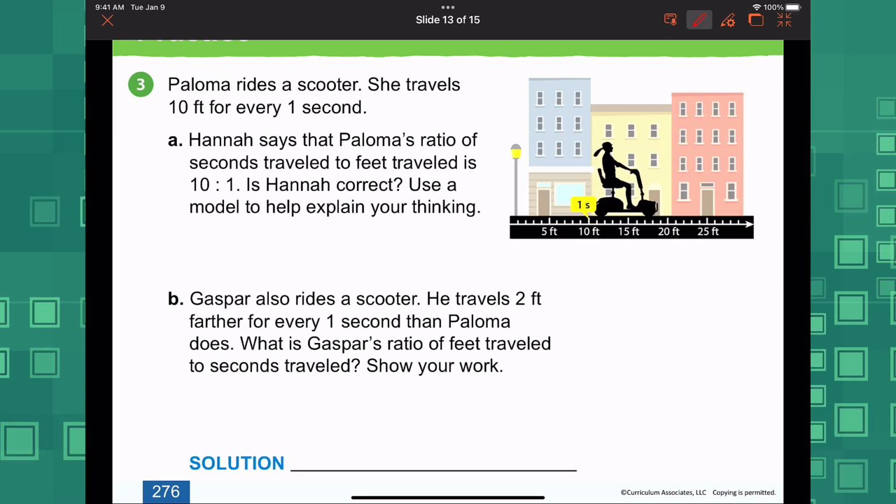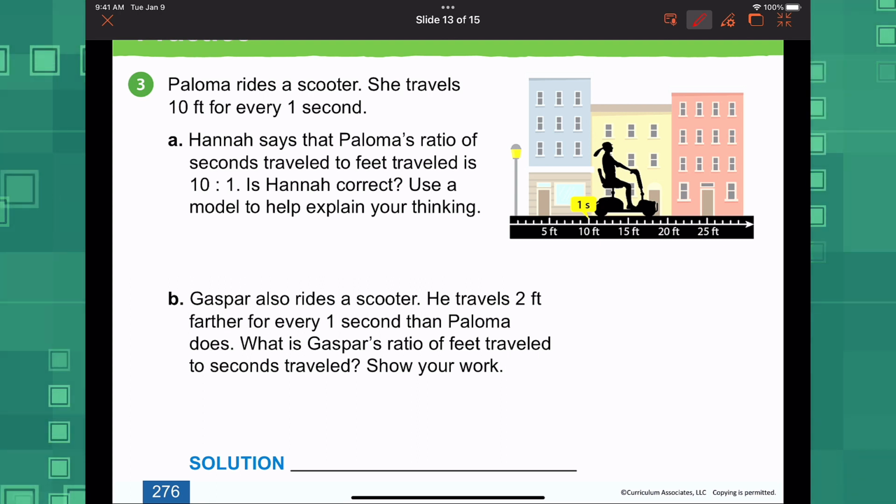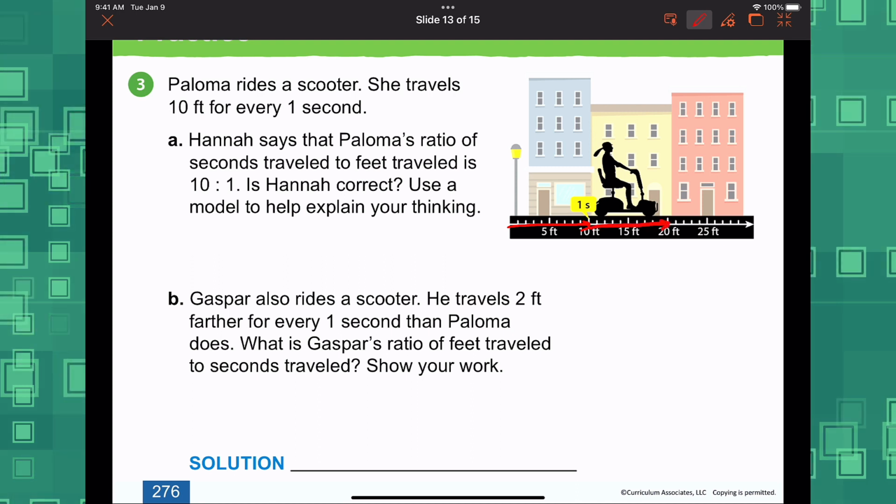All right, let's go ahead and try this one out. Again, as always, pause the video and try it out on your own. It says Paloma rides a scooter and she travels 10 feet for every 1 second. You can kind of see that modeled here. It goes 10 feet, that took 1 second. Another 10 feet will take another second, that's 2 seconds. And so on and so forth.